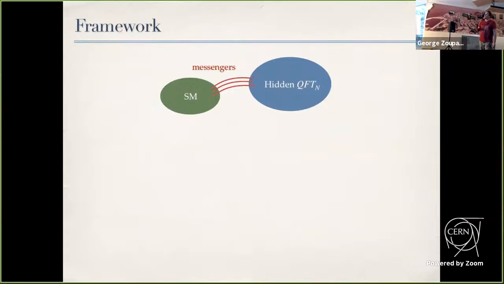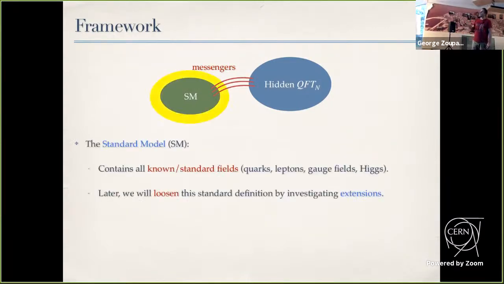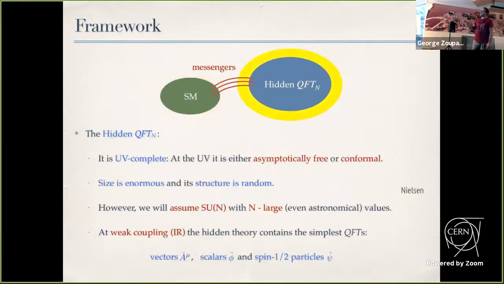So as I mentioned before, standard model, hidden sector, and messengers are the three sectors. The standard model contains all the known standard fields: quarks, leptons, etc., Higgs, gauge fields. Sometimes we will loosen the standard definition by investigating extensions, and by that I mean that we will assume that there are some anomalous U(1)s, which basically we can have in mind like Z primes, which belong in this sector.